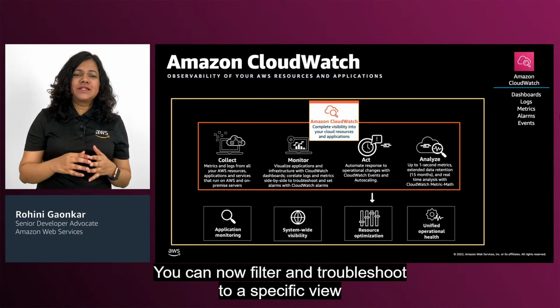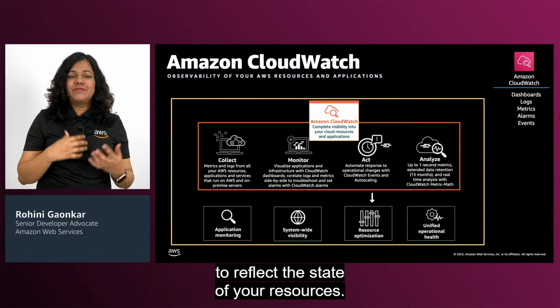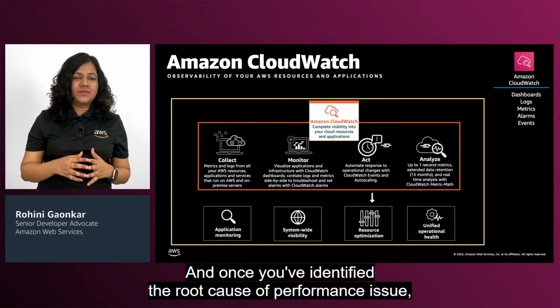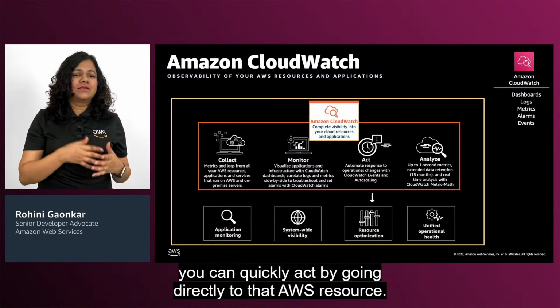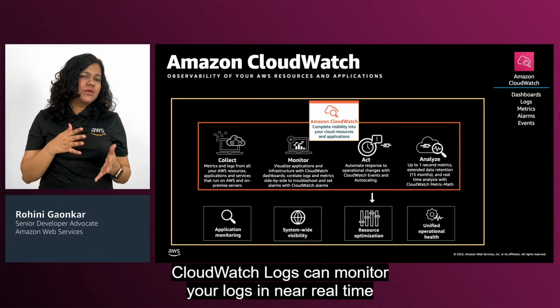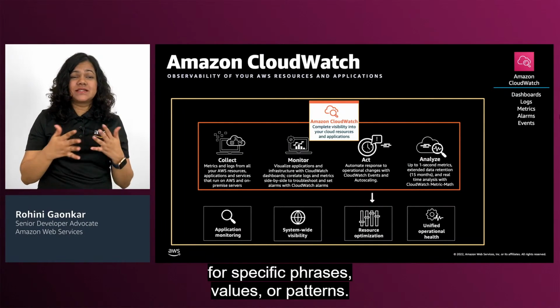You can now filter and troubleshoot to a specific view without adding additional code to reflect the state of your resources. And once you have identified the root cause of a performance issue, you can quickly act by going directly to that AWS resource. CloudWatch logs can monitor your logs in near real time for specific phrases, values, or patterns.